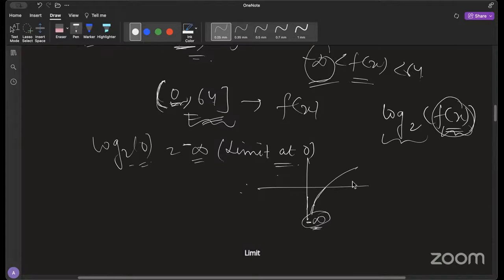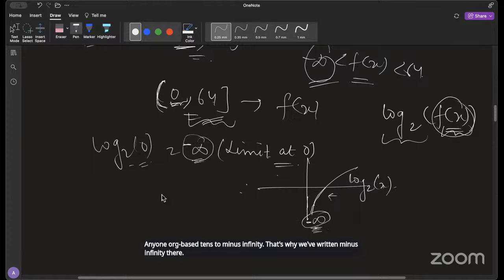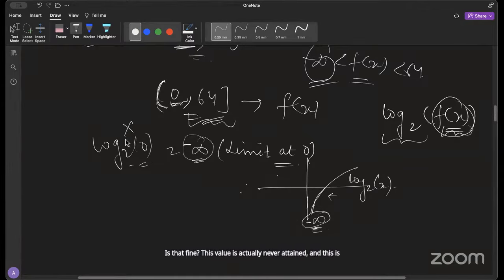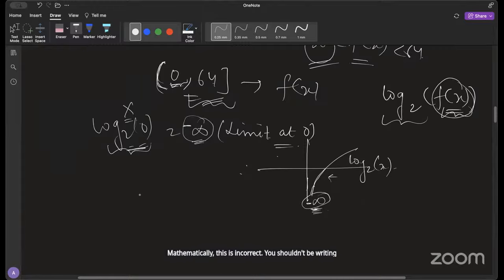Limit means, if this is your log base 2 function, when your x tends to 0 from the positive side, your log base 2 of x tends to minus infinity. That's why we've written minus infinity there. Is that fine? This value is actually never attained. Mathematically, this is incorrect. You shouldn't be writing it in this manner.